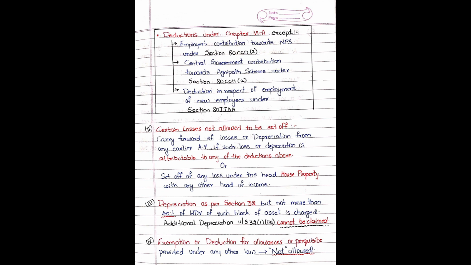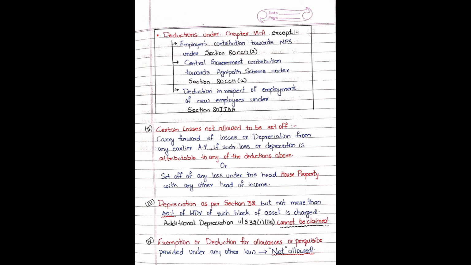Also, if there is a loss under the head house property, it cannot be set off with income from any other head in the default tax regime. Usually under normal provisions of the Act, we can set off any loss under house property with the income from any other head. But under the default tax regime, if there is a loss under the head house property, we cannot set it off with the income from any other head.